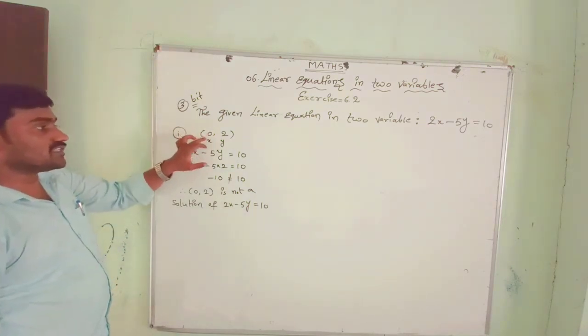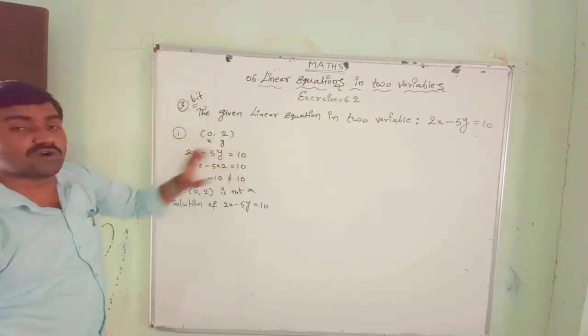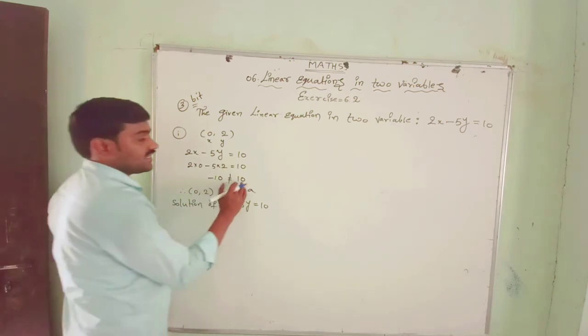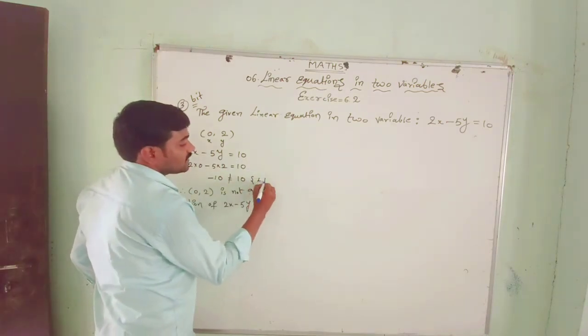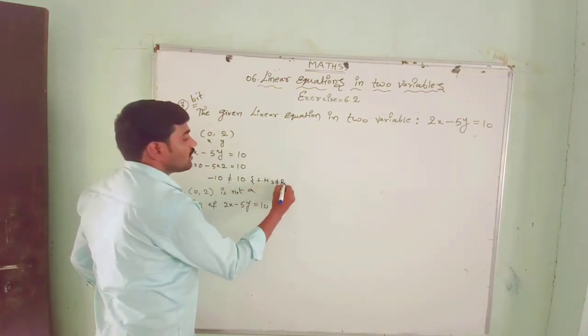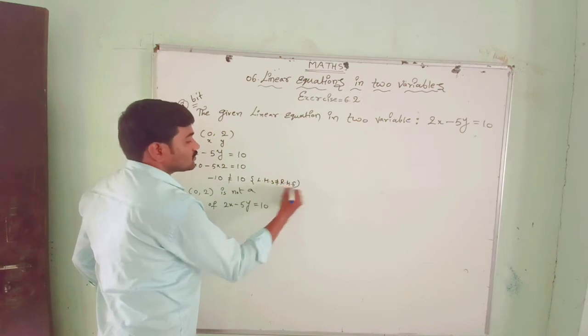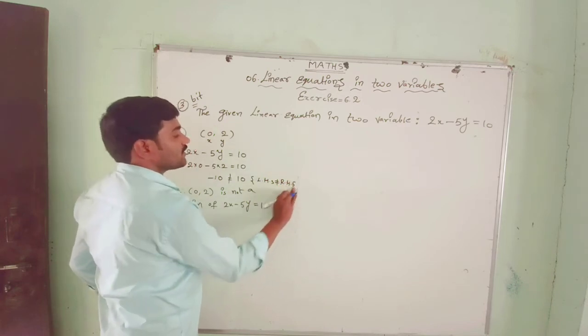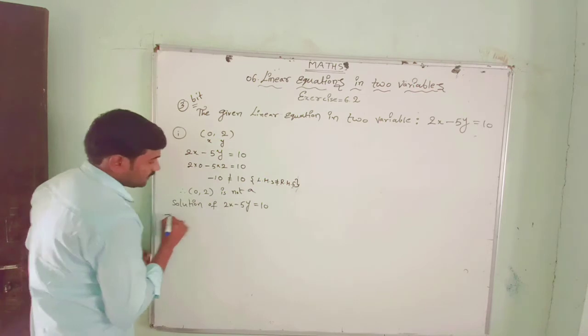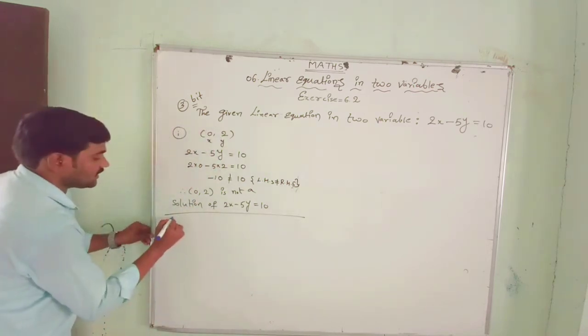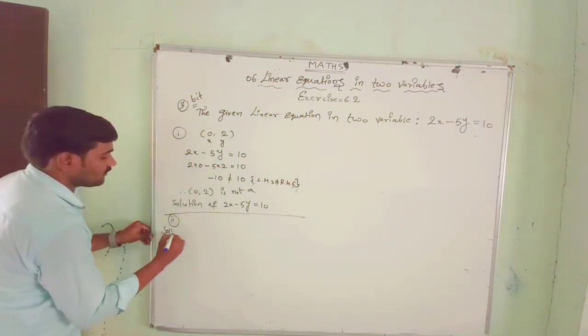So when you substitute these x and y values here, LHS must equal RHS. But here LHS is not equal to RHS, so in this case, it is not a solution. Then we go for the second one.